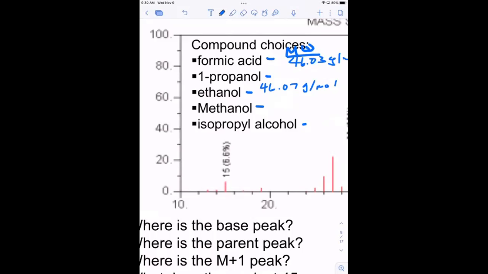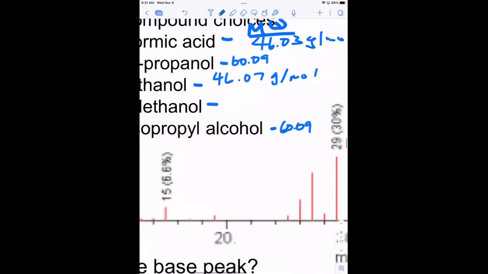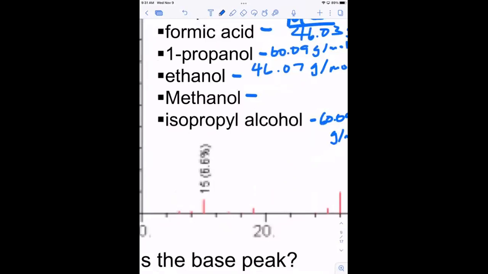Anybody got that? One propanol? Naya put it in the chat. She said it's 60.0952. 60.09. Yeah, that works. And then isopropyl alcohol is 60.1. So they're the same. They're just isomers of one another. I'll show you when I draw it out. All right. What about methanol? I said I was doing methanol, didn't I? That's 15 and 17 is 32.